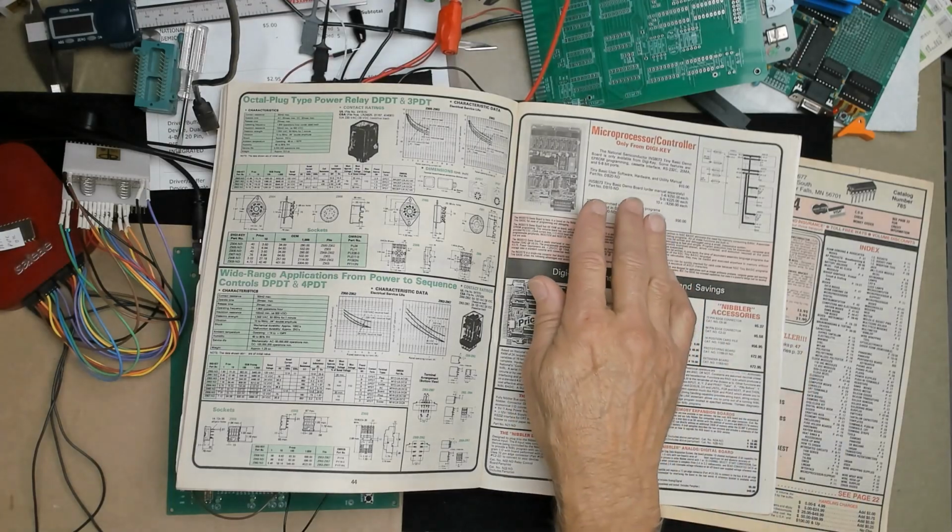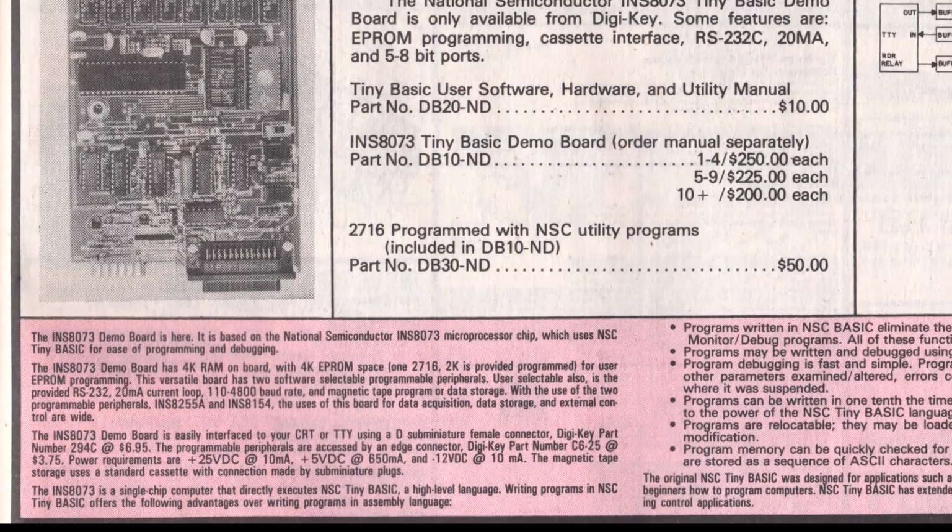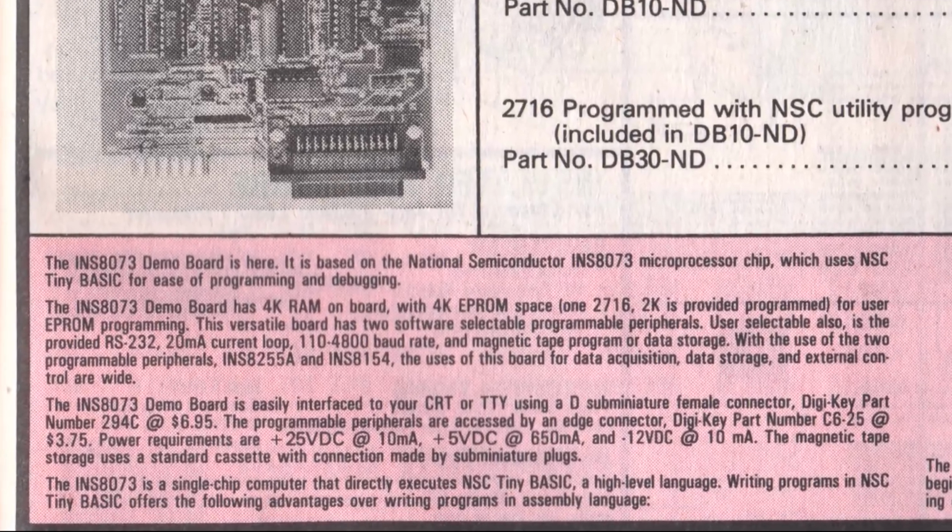In the 73, the INS8073, it's actually coded into the processor if you got that version. And interestingly enough, this says that this is only available from Digi-Key, which I find interesting. This, again, would be exclusive to Digi-Key. But I don't think this is actually a Digi-Key board. But then, I'm wrong so much of the time.